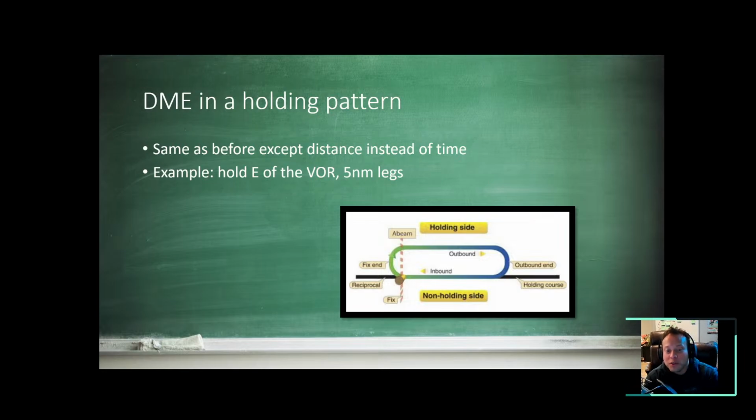If you're using DME instead of time, it's pretty much the same thing. Start your turn when you hit the fix, 1 minute out, and then instead of using time, track your DME or your GPS distance if they want them to be 5 mile legs or 4 mile legs. So some holds won't be in time. They'll be like, I want you to hold for 4 nautical miles. And you're like, man, that's going to take forever.